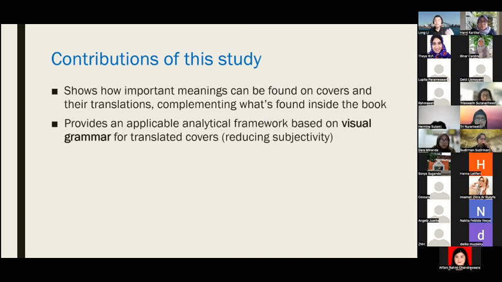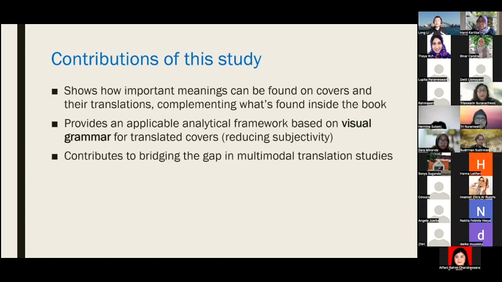And personally, if I hadn't specifically studied the front covers, I would have missed certain important meanings, such as Orientalism and the translation of the title and the subtitle, etc. So this paying specific attention to the cover has opened up new doors for me. It has provided an applicable analytical framework based on visual grammar for studying translated book covers. Yeah, so I think this is a powerful tool that helps reduce researcher subjectivity. It contributes to closing the gap in multimodal translation studies.